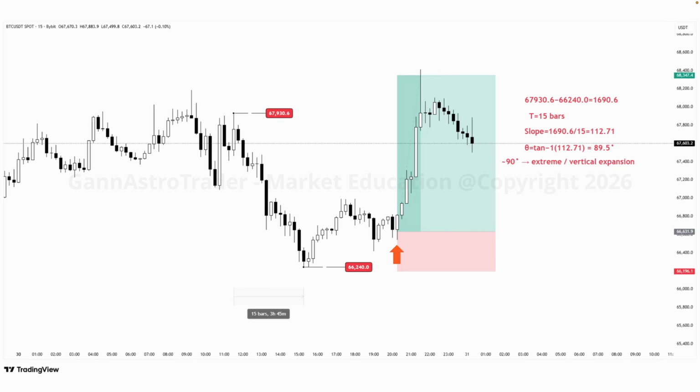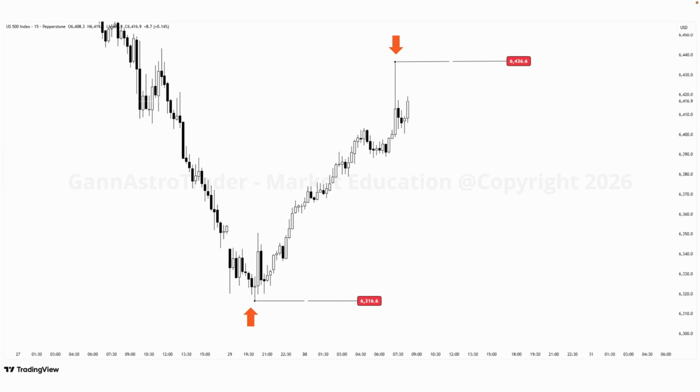In this example of S&P 500, we define a clear movement between the low and the high. This movement unfolds over 45 bars. By including time, we move from simple measurement into a relational structure. Now dividing price change by time gives a slope. This represents the rate of movement. At this stage, we are measuring how efficiently price is progressing.